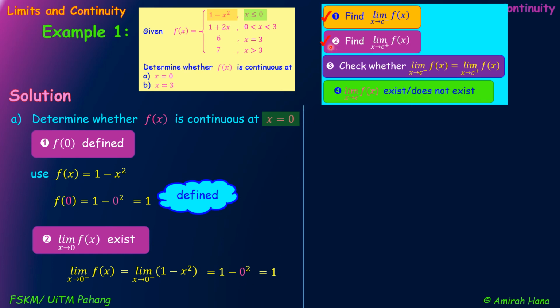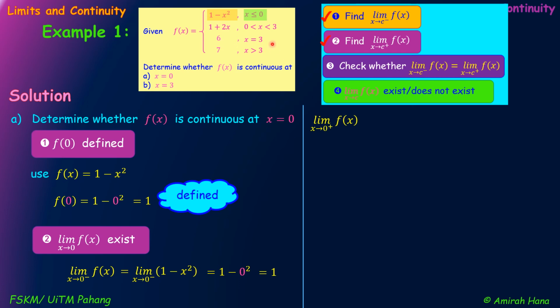After that, we can continue with step 2. Find the limit as x approaches c from the right of f(x). In this case, since we are given x equals 0, we need to find the limit as x approaches 0 from the right of f(x). We use c equals 0. So we write limit x approaches 0 from the right f(x), because we are given x equals 0 here. And then to find this limit, which f(x) should we use? We have 4 f(x) here.